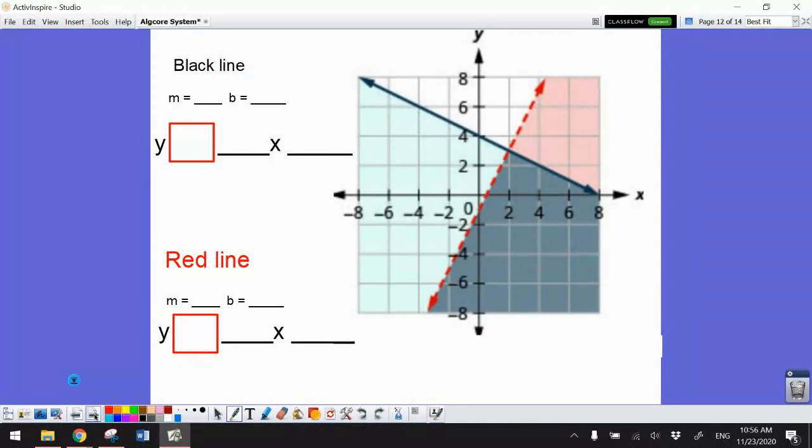Okay, so I want you to take a minute, hit pause, see if you can figure out the M and the B for the black line, the M and the B for the red line, and the inequalities.